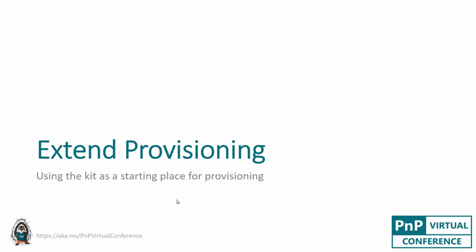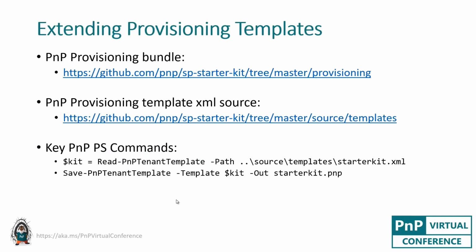So let's dive into some key aspects here. I've been talking a lot about the provisioning components, so let's dive right in. The PnP provisioning bundle, that .pnp file we already saw, was in the provisioning folder. Now you can of course create your own, and that's this big cool thing. You can customize what we've provided, but you can create your own. The source files I showed you were in that /source/templates folder.